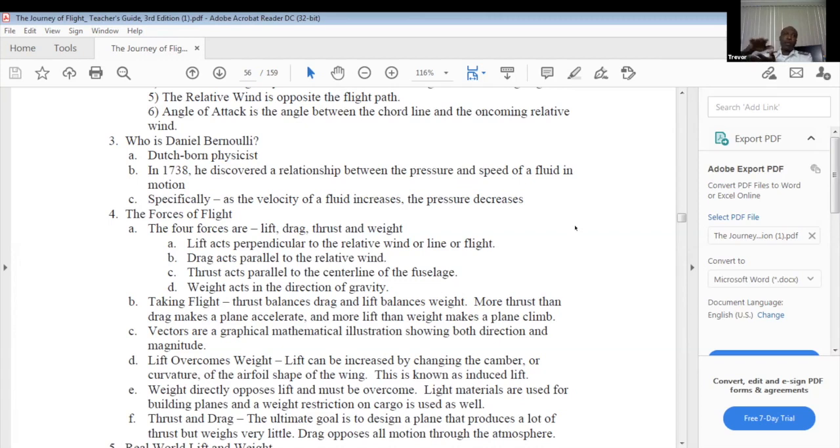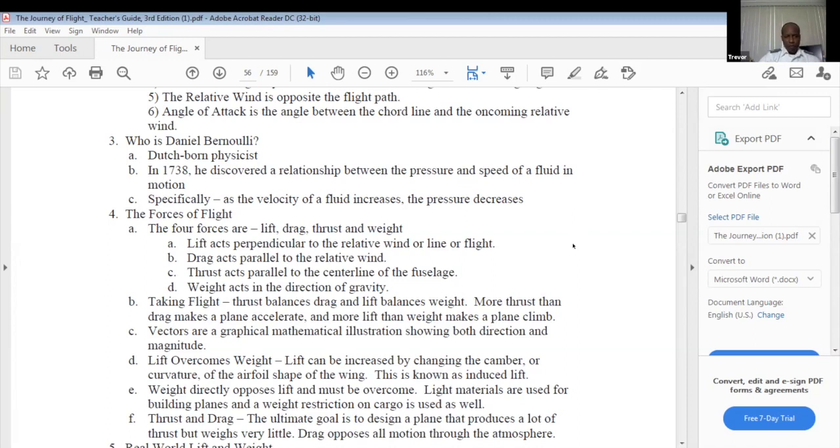And so when both air meets at the trailing edge, you have low pressure at the top, high pressure at the bottom. So when it meets at the bottom of the wing, it combines and causes what is called an upward force, which we go back to Newton's third law of motion. For every action, there's an equal and opposite reaction. So that upward force pushes the wing upward, and that causes lift.